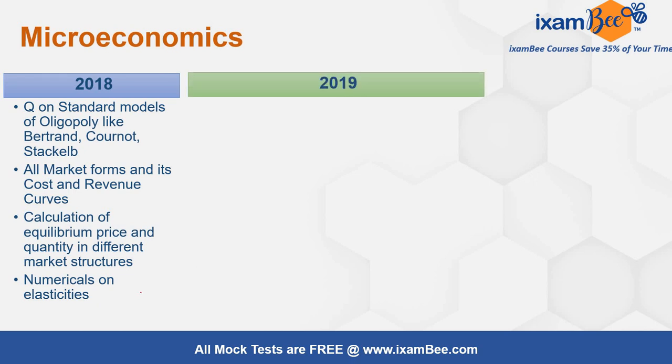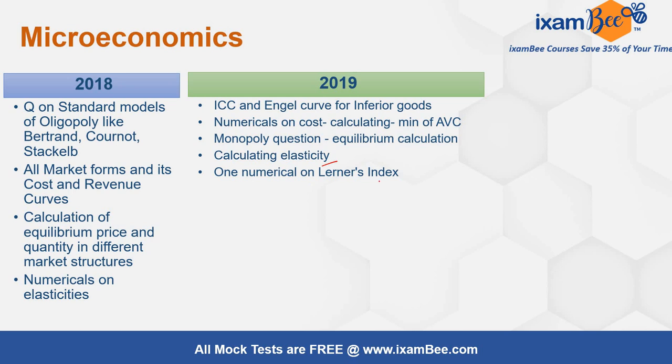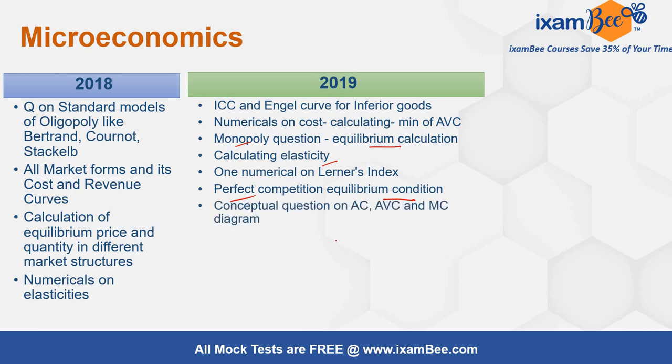In 2019, when we move ahead, the questions consisted of a question on ICC and Engel curve for inferior goods. There was a numerical for calculation of minimum AVC, a monopoly related question where you had to calculate the equilibrium in a monopoly market structure. Then again there were numerical based questions on elasticity. A numerical was there on Lerner's index. Then perfect competition equilibrium, so equilibrium calculation in different markets, monopoly, perfect competition, sometimes oligopoly. These are recurring questions or topics.